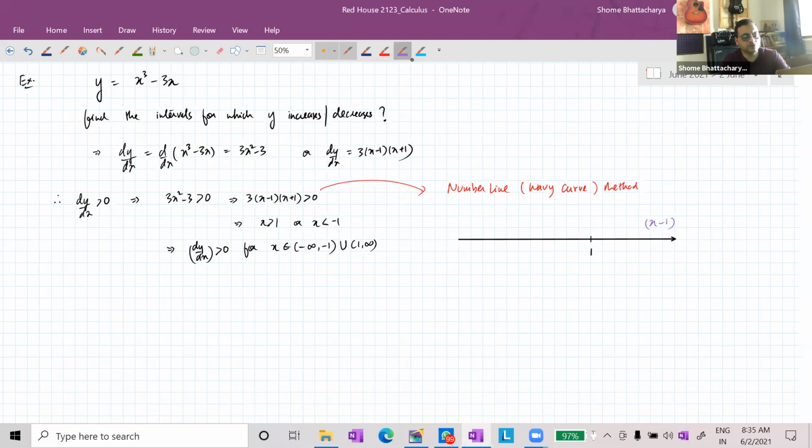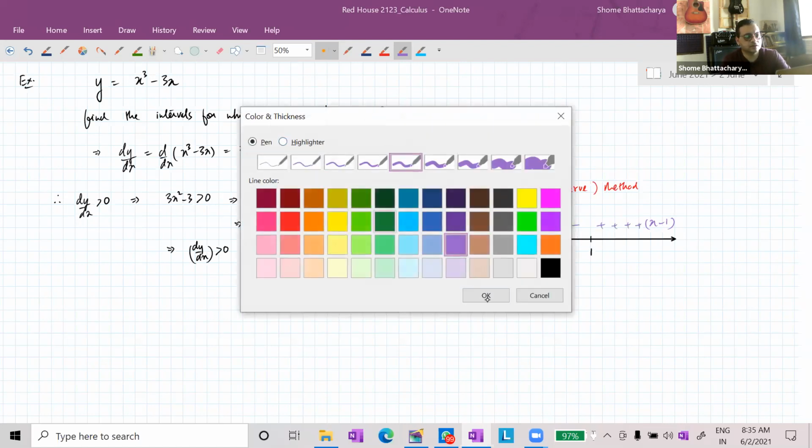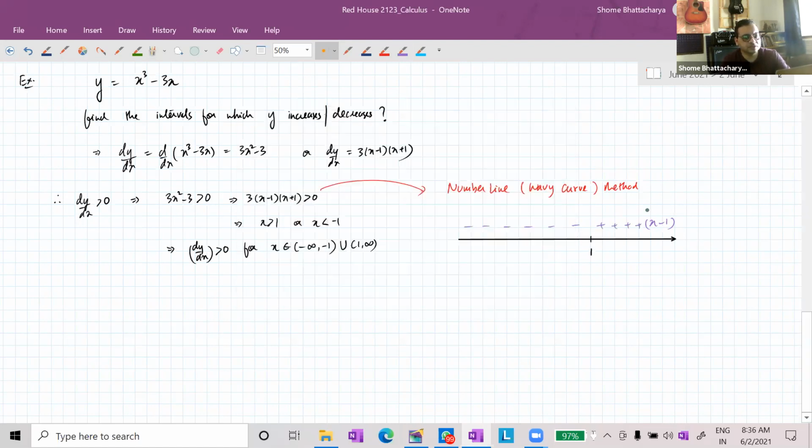Okay. But before 1, its value is negative, and after 1, its value is positive. So we just represent it like this. Okay. Next, let's look at the other quantity we are multiplying, which is x plus 1. Now for x plus 1, the critical point is what? It is -1. Okay. So let's say -1 is here.